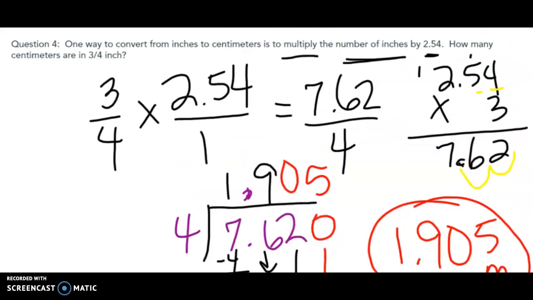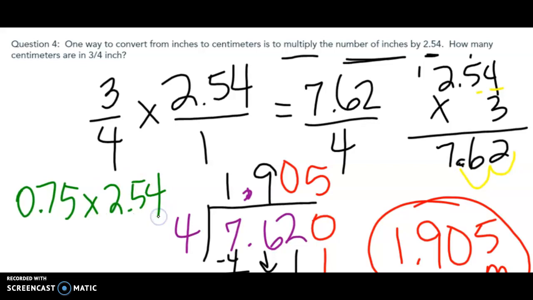The other way that I can do this, if I just think about it, is to change 3/4 to a decimal, and I already know that's 75, like 75 cents out of a dollar, and then I can multiply by 2 and 54 hundredths, and I would get the very same answer if I multiplied that together.